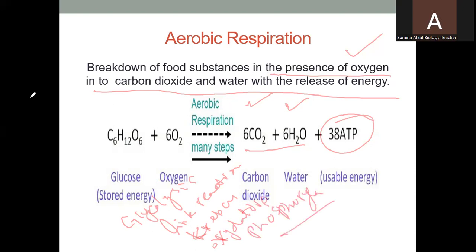So these steps are involved in the formation of these 38 ATP molecules, with the release of carbon dioxide and water. It means one molecule of glucose is broken down with the help of 6 molecules of oxygen into 6 molecules of carbon dioxide and 6 molecules of water, with the release of 38 molecules of ATP. Lots of energy is released during this aerobic respiration.